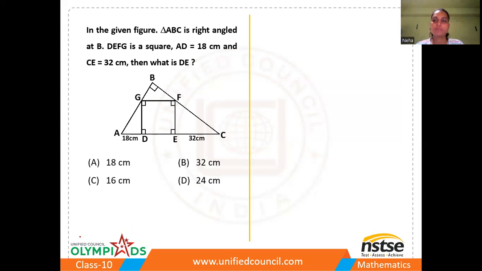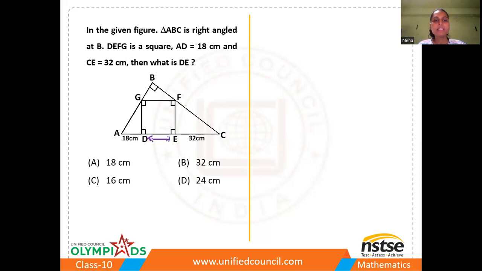So in the next question, first of all, we have a diagram and we have to find the length of a side. That means so many concepts I'm going to use here. This question is also very nice and very interesting. In the given figure, triangle ABC is a right angle triangle, and the right angle is at B, as shown in the figure. DEFG is a square, AD is 18 centimeter, this is given, and CE is 32 centimeter. Then what is DE? We have to find this side.